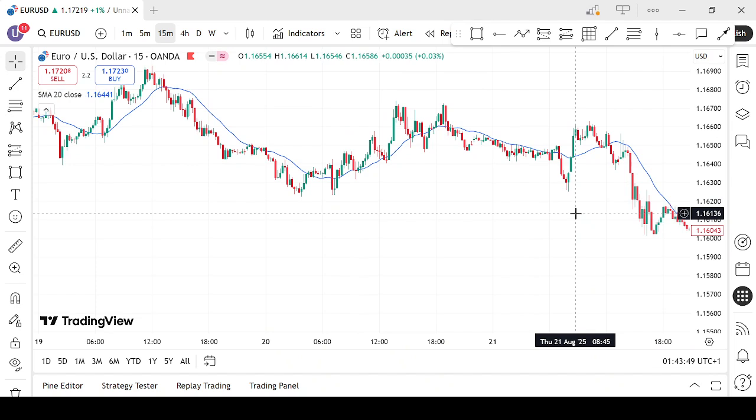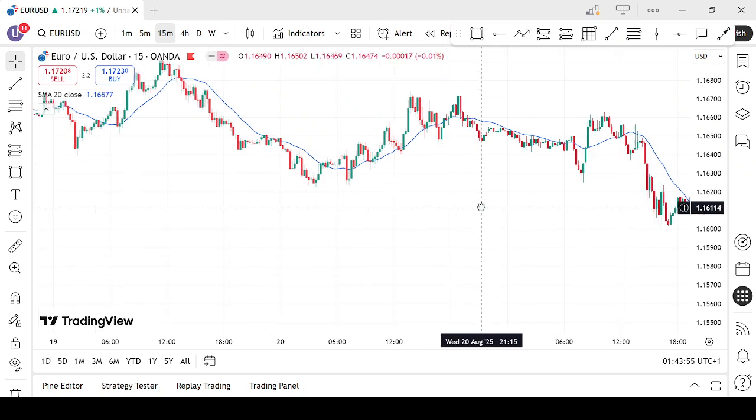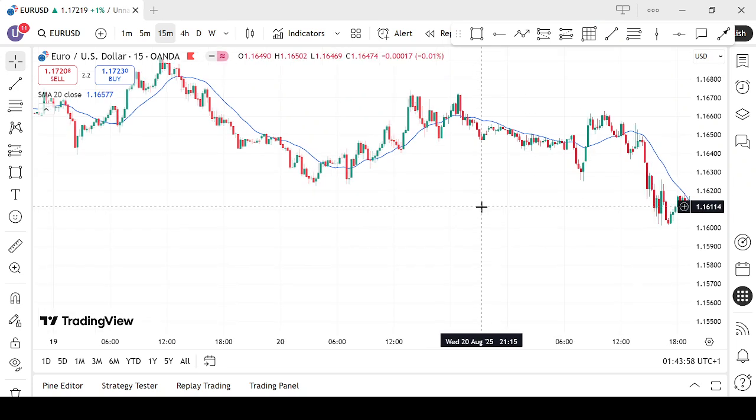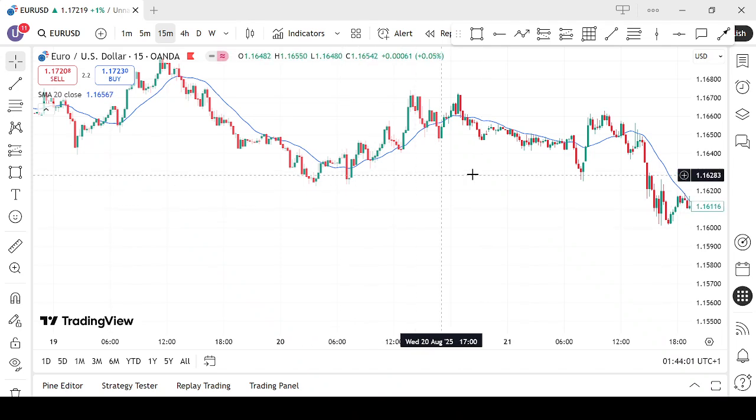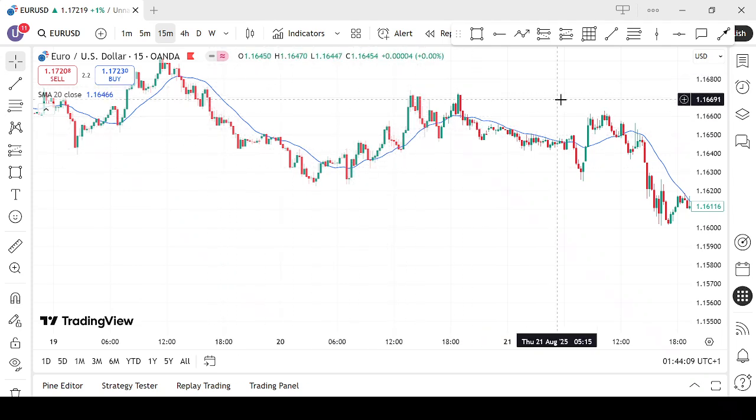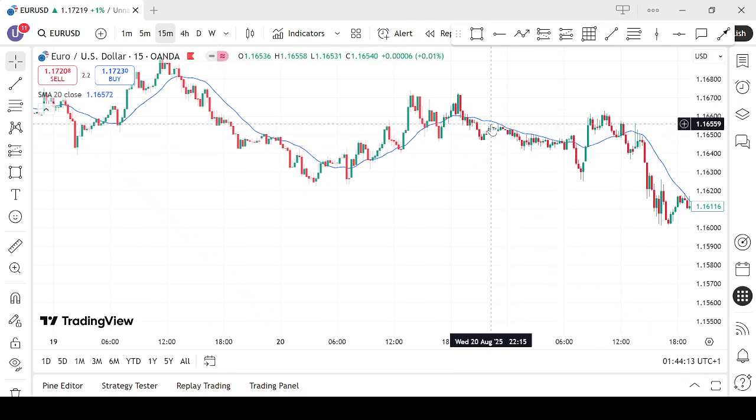The second key characteristic is stability. The stability makes the simple moving average suitable for identifying long-term trends and support and resistance levels. As you can see, price is respecting this simple moving average as a support at this area. And as you can see at this area here, it is respecting it as a resistance.